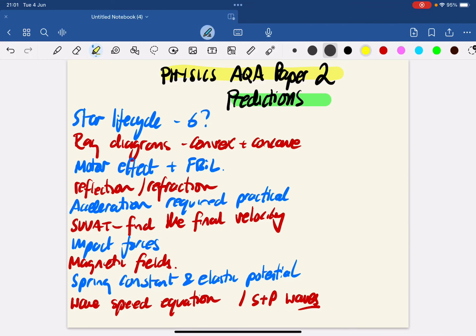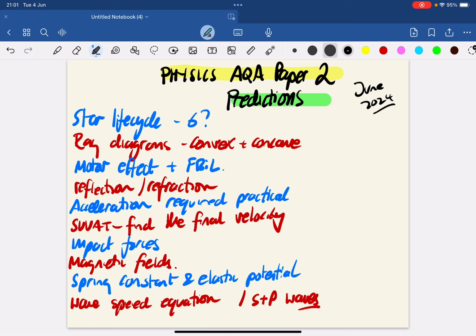This video looks at the Paper 2 AQA GCSE Physics predictions for exams to be sat in June 2024, in actual fact in a couple of weeks' time. So as always, these are predictions.